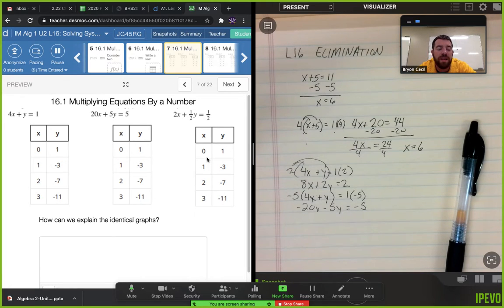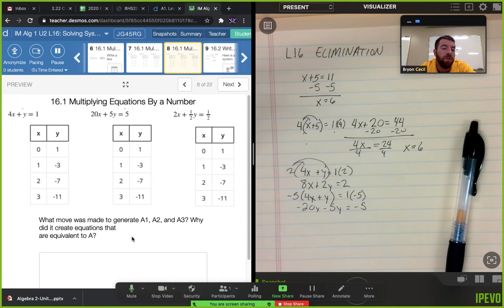Now, we look here. How can we explain the identical graphs between these two when it's the same x value and the same y value? It's because you're manipulating both sides of the equation. Here's the key. Equally. If it's equal, we're still in equivalent expressions, okay? What move was made to generate A1, A2, A3? Why did we create equations that are equivalent to A?